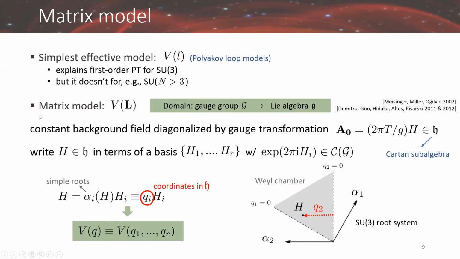So for simplicity, you can consider a constant background field in the time direction. You can diagonalize this by gauge transformations. So you can bring this to the Cartan subalgebra of your Lie algebra. Once you write this in terms of a basis, you can choose this basis specifically such that these q_i, the numbers multiplying the basis, are related to the simple roots. So geometrically, these coordinates are the distance between the point in the Cartan subalgebra and the borders of the so-called Weyl chamber. And we're going to write the potential as a function of these variables.